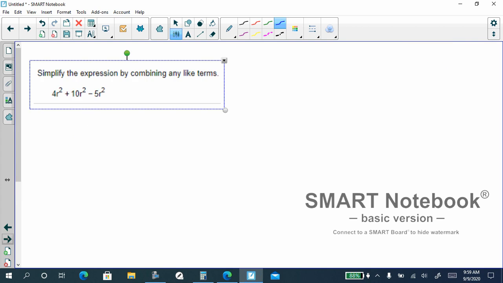So what about this one? This one has our variables to the second power. But notice all of these are to the same power. So since they're all to the same power, they're all like terms. They are all r squareds. So if we want to know how many r squareds, we have 4, then we get 10 more, then we take away 5.